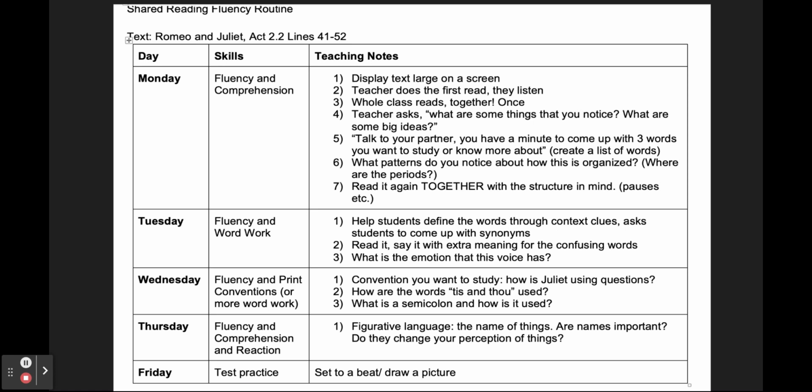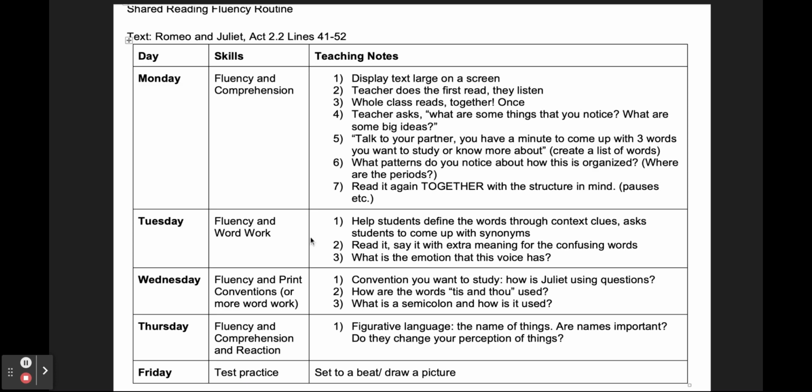Thursday, fluency, comprehension, and reaction. So then you're looking at things like figurative language. How does this use of personification change your perception of things in the text or ideas in the text? And then Friday, you do some kind of test practice where you could set the text to a beat or have them draw pictures or do something more creative with it.